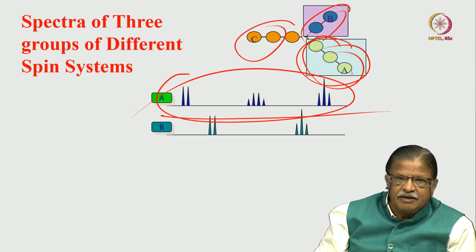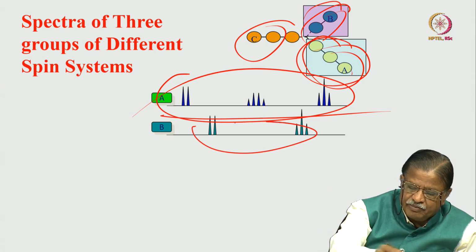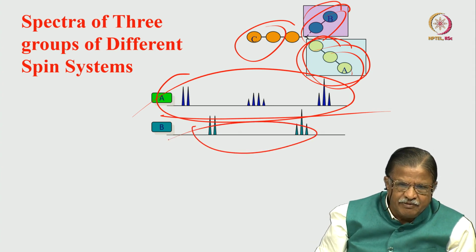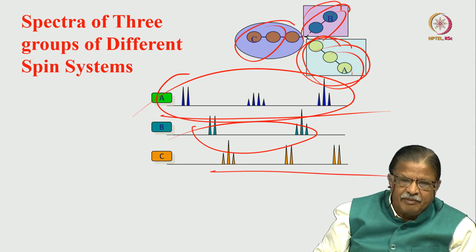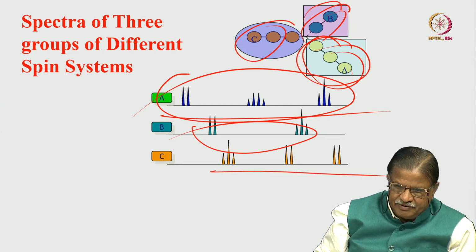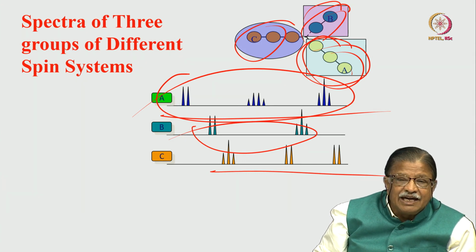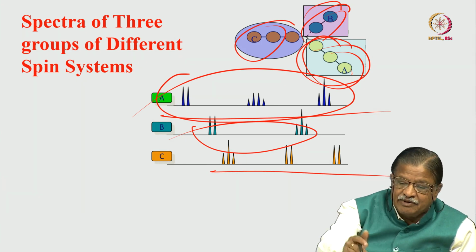Now, we will go to B. B has 2 groups of protons. That is for B. Go to C. There are 3 groups of protons, 3 chemical shifts, and 3 groups of peaks. But in reality, what do you get when you record an NMR spectrum of this molecule?